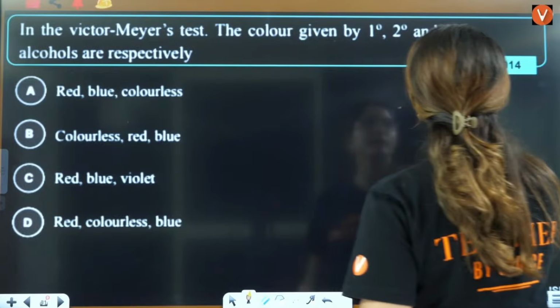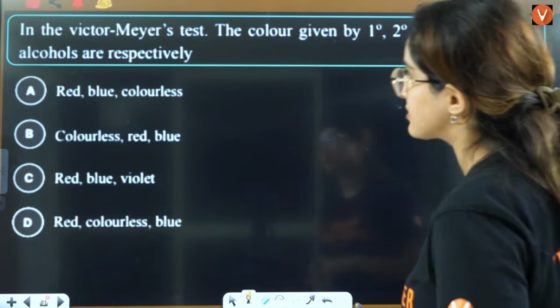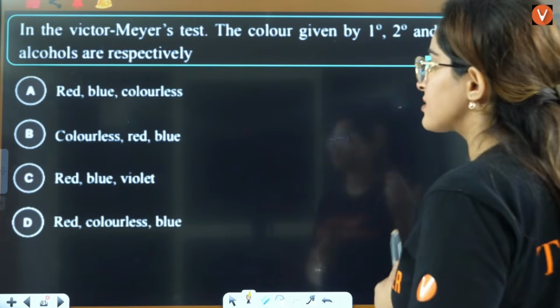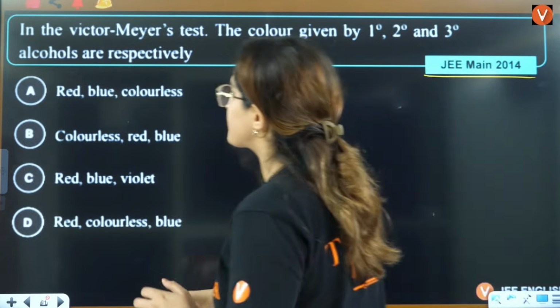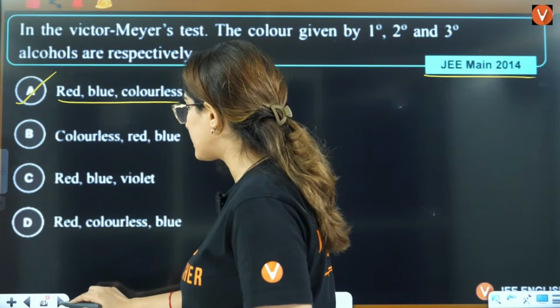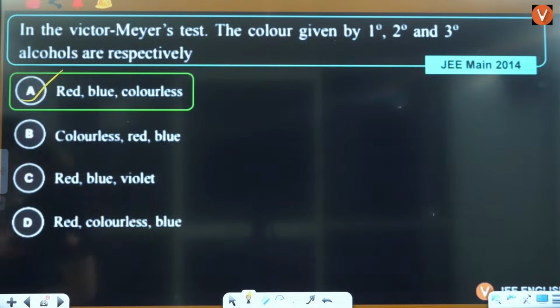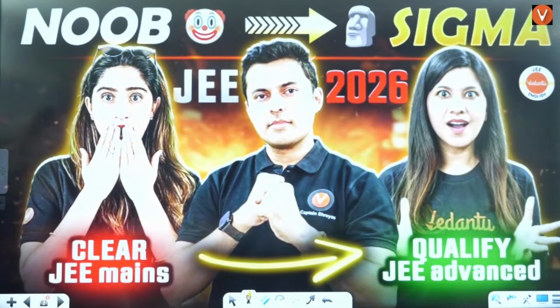Let's see a question here, JEE Mains 2024, that is in the Vector Mayer test. The color given by 1, 2, 3, such a simple question, R, B, C, just remember: red, blue and colorless. So the answer is going to be A, the correct answer here. Tell me guys, is that clear to all of you or not? Is that clear everyone? Done.